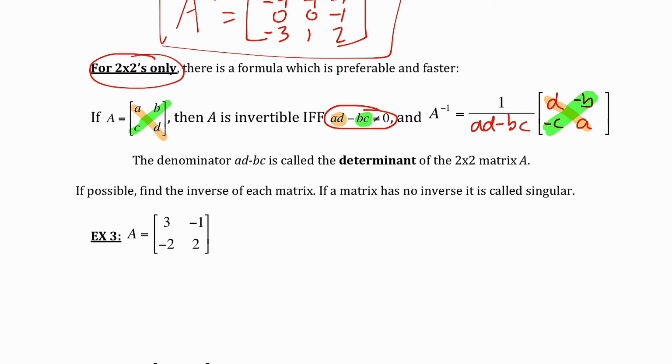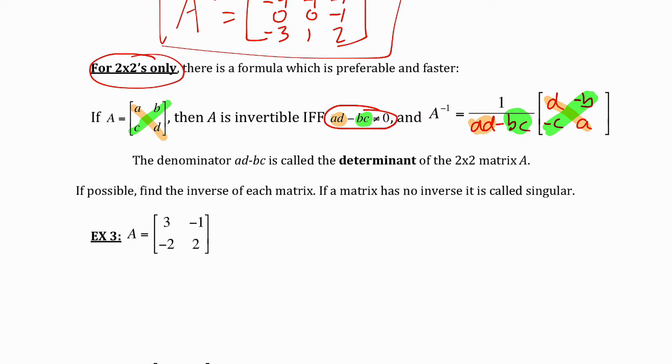Now that's a little goofy. So the denominator AD minus BC is called the determinant of the 2 by 2 matrix A. Essentially, it determines whether or not there is an inverse or not. So if AD minus BC equals 0, then you're not going to have an inverse of your 2 by 2 matrix. Sorry, just highlighting a couple more things here. If possible, find the inverse of each of these matrices below. If a matrix has no inverse, we call it singular.